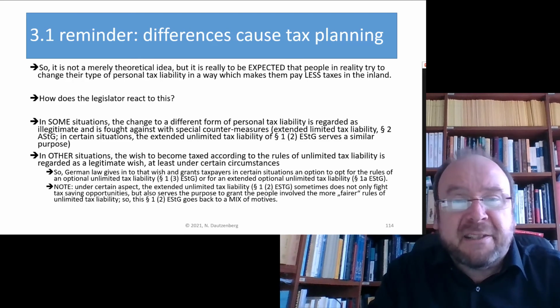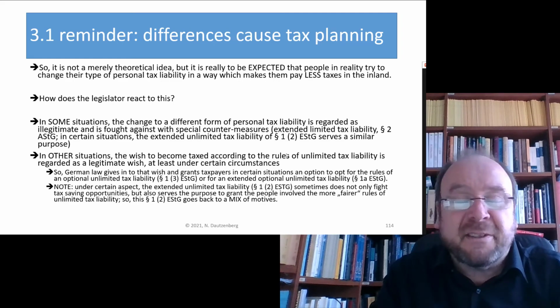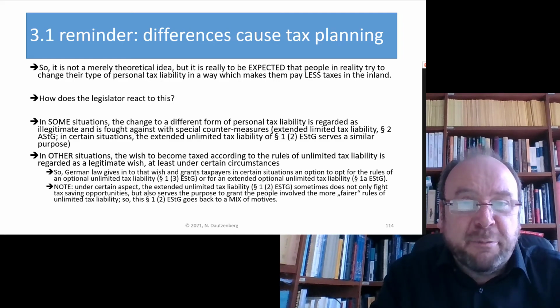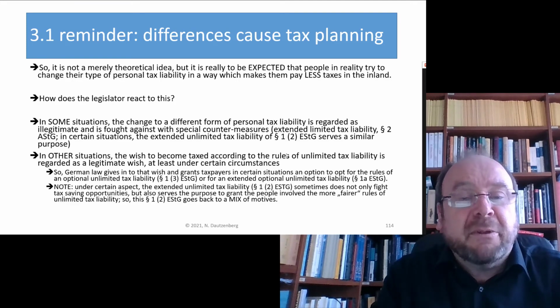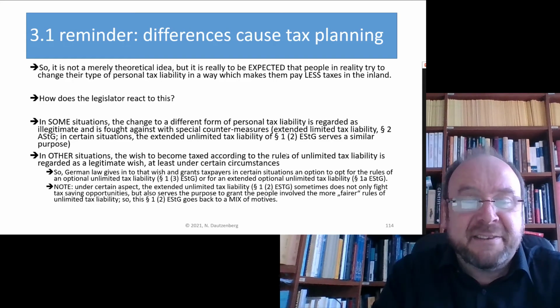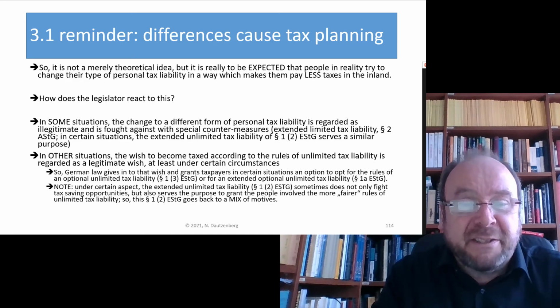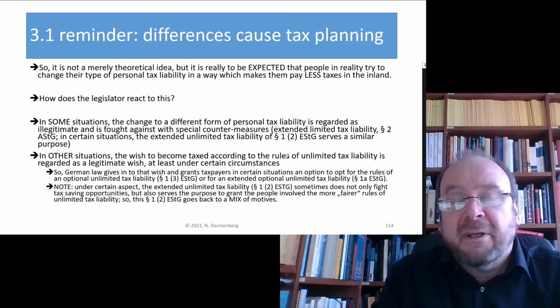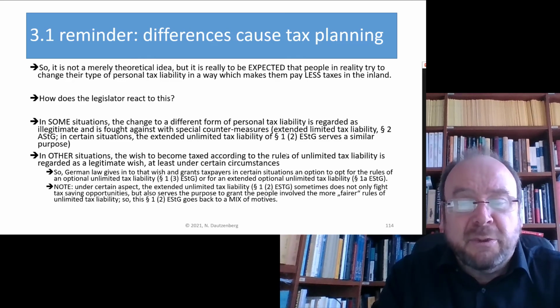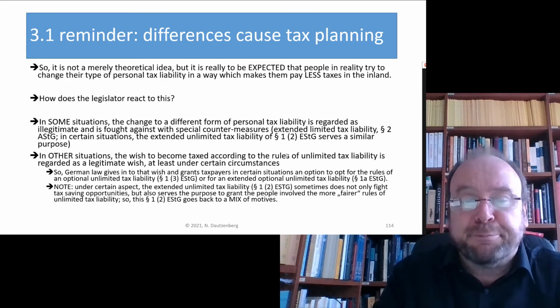In other cases, it has been regarded as rather legitimate if somebody wanted to obtain the status of an unlimited tax liability taxpayer in order to be able to offset personal allowances if that was not possible in any other state. So under that perspective, the legislator even created an option for people from abroad to opt for unlimited tax liability rules if they fulfill certain conditions.